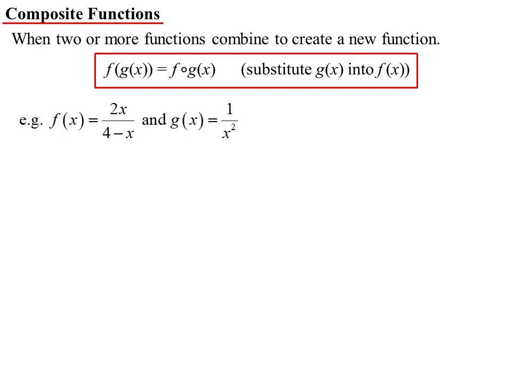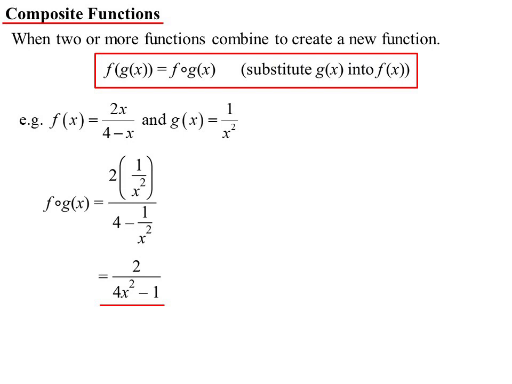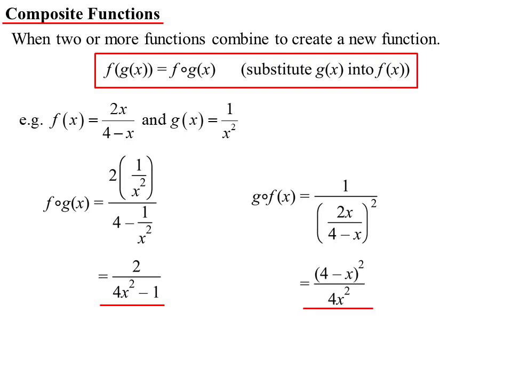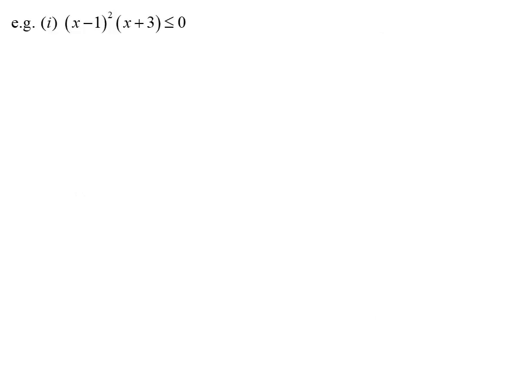Here's my 2 functions. So if I wanted to find f∘g, I would substitute the 1 on x squared into function f(x). Let's play around with this, make it look a lot neater. Want to get rid of the bottom of the fraction, multiply everything by x squared, and we have our new function. If I went the other way, g∘f, now we're substituting function f(x) into g(x), and play around with that one. So let's go and talk about inequalities.